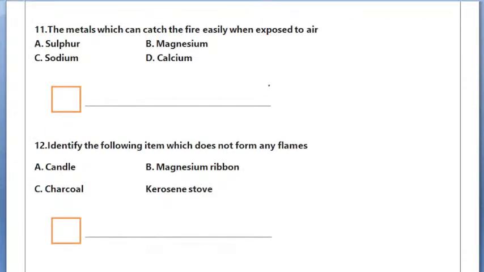The next question, the metal which can catch fire easily when exposed to air. Options are sulfur, magnesium, sodium and calcium. Among these, which metal is catching fire easily when it is exposed to the air? The right answer is option C, that is sodium. Sodium is a very highly reactive metal. When you keep it open in the air, it will easily catch fire.